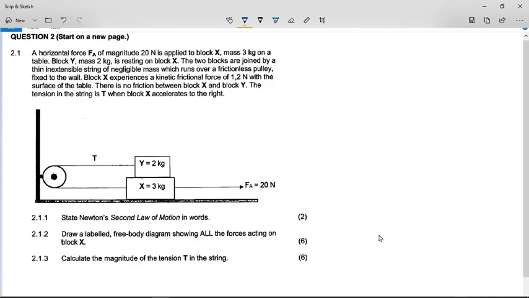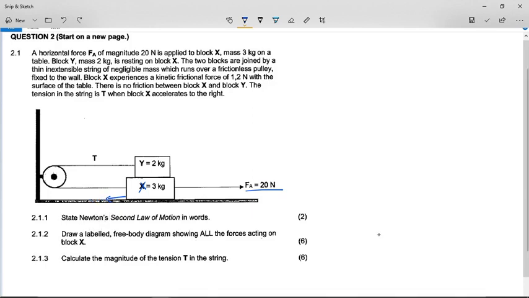It says a horizontal force FA of magnitude 20 newtons is applied to block X with a mass of 3 kilograms on a table. Block Y with a mass of 2 kilograms is resting on block X. The two blocks are joined by a thin, inextensible string of negligible mass which runs over a frictionless pulley fixed to the wall. Block X experiences a kinetic frictional force of 1.2 newtons with the surface of the table. There is no friction between block X and block Y.